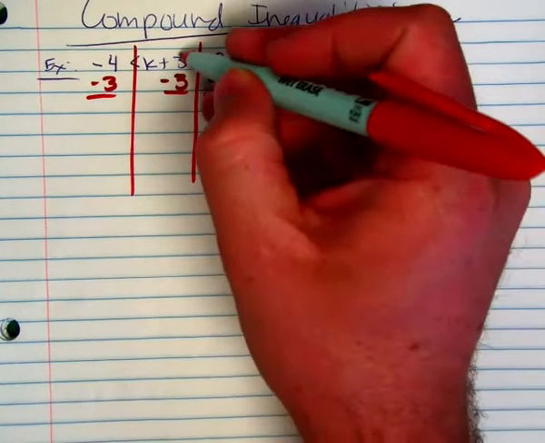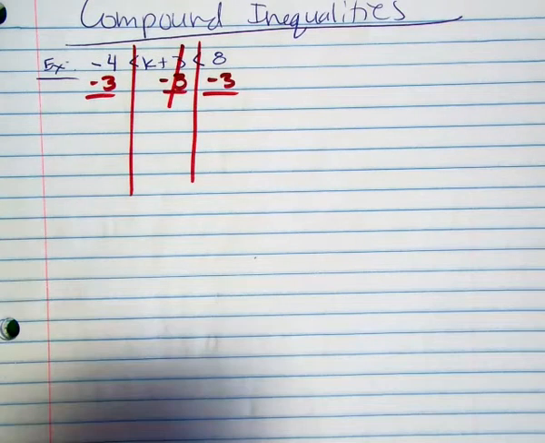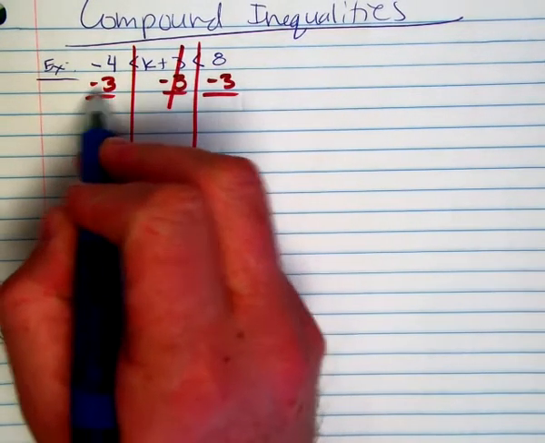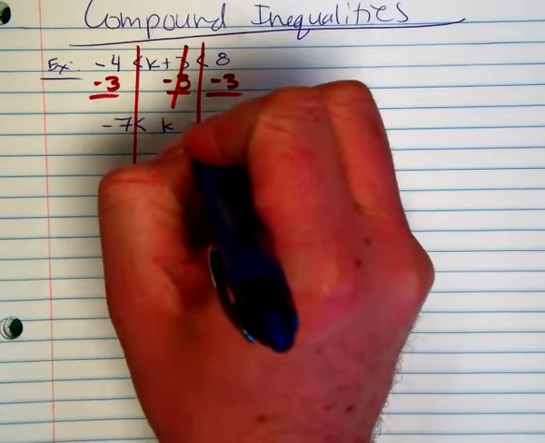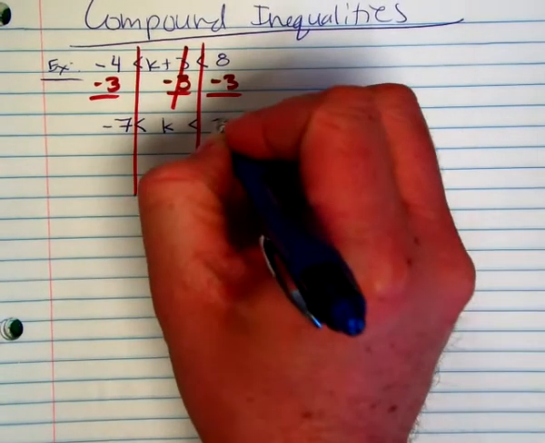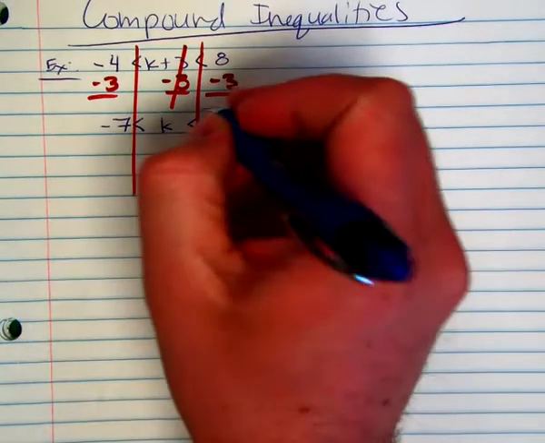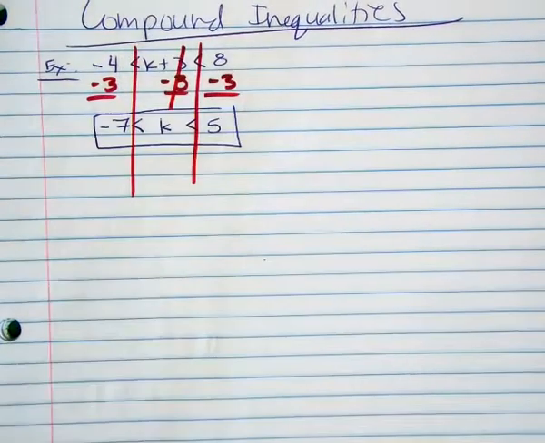In the middle here, I did that to cancel the plus 3. On the left, I get negative 4 minus 3 to give me negative 7. Got my k in the middle. 8 minus 3 to give me 5. And this becomes my final answer.